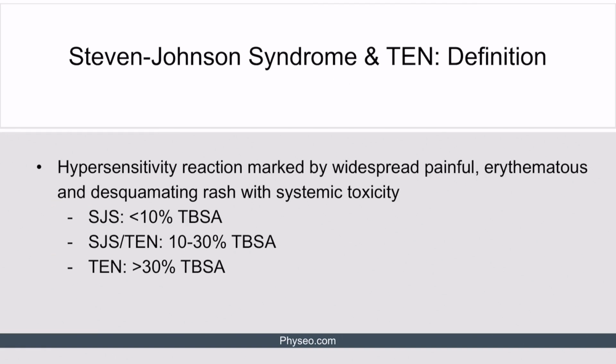Stevens-Johnson syndrome and toxic epidermal necrolysis both comprise a hypersensitivity reaction to certain medications or infections, marked by a widespread painful erythematous and desquamating rash with systemic toxicity. The difference between the two lies in the area of body involved. The term Stevens-Johnson syndrome, or SJS for short, is used when lesions spread over less than 10% of the total body surface area. Toxic epidermal necrolysis is when lesions spread over more than 30% of the total body surface area. Lastly, if lesions involve between 10 to 30% of total body surface area, we call it SJS and TEN overlap syndrome.